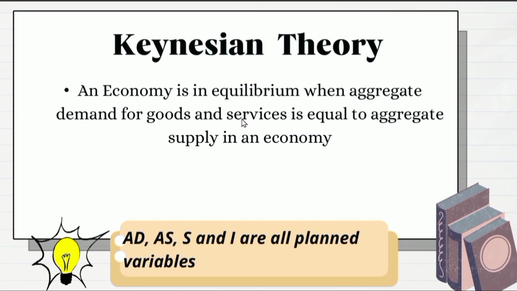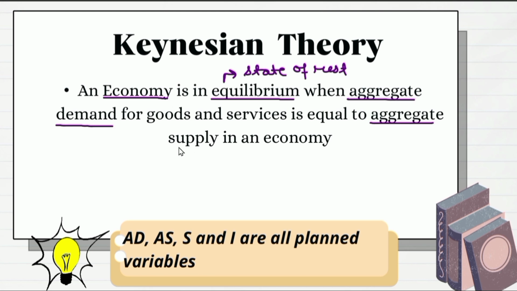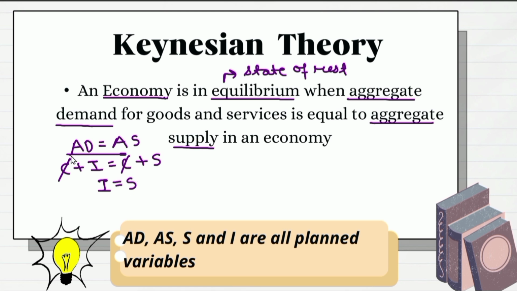The theoretical model which we will read in this chapter is given by Professor John Maynard Keynes. So as per the Keynesian theory, an economy is in equilibrium, that is in a state of rest, when aggregate demand for goods and services is equal to aggregate supply, which means AD is equal to AS. AD is C plus I, AS is C plus S, because AS is equal to Y and Y is equal to C plus S. C gets cancelled and I is equal to S. So whenever AD is equal to AS, S becomes necessarily equal to investment.